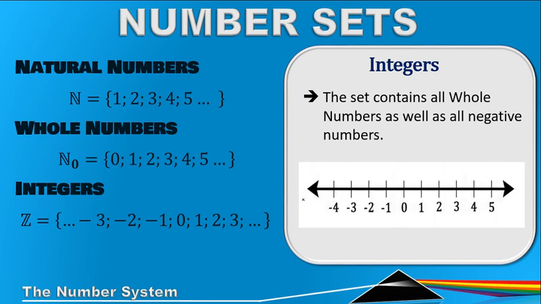Okay, so the number line looks as follows. It goes into infinity in the positive direction, and into the negative direction. And that is how you would draw the number line if you were asked to represent integers on a number line.